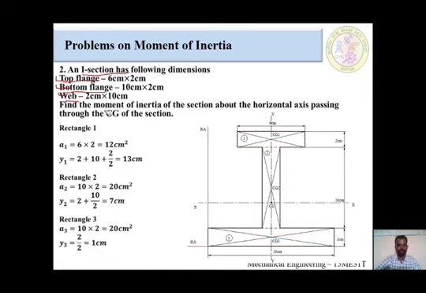I'm going to erase this. Top flange means this one. How much have they given? 6 centimeter into 2 centimeter. This is 6 centimeter and this part is 2 centimeter. This completes the top flange. After that, they have given the bottom flange: 10 centimeter by 2 centimeter. This would be 10 centimeter and this would be 2 centimeter. After that, they have given the web. Web means this one, 2 centimeter, and this part is 10 centimeter.